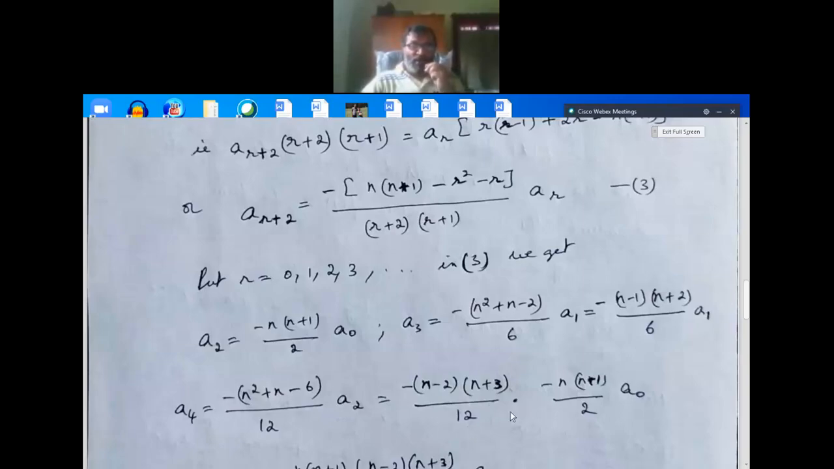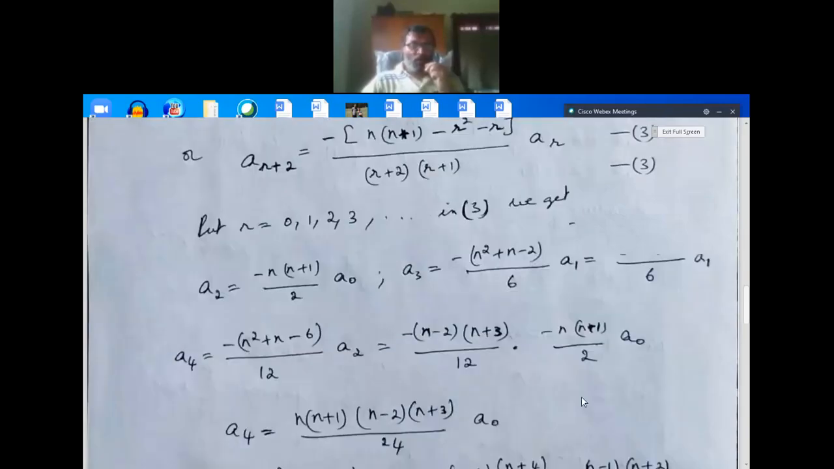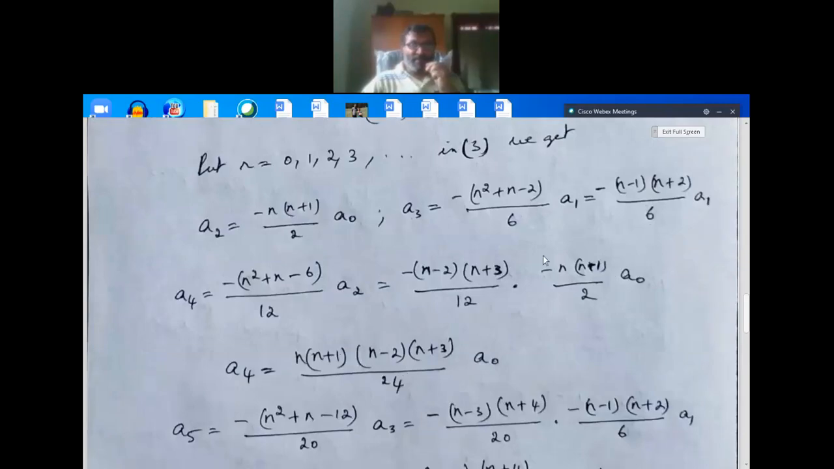Into a2 value I'll substitute here. See, because a2 is there, a2 is in terms of, we'll try to simplify as much as possible. So minus of n into, I put the a2 value, minus of n into n plus 1 by 2 into a0. So simplifying this, I'll get minus into minus plus. I'll rearrange and write it n into n plus 1 into n minus 2 into n plus 3 divided by 24 into a0 I got.